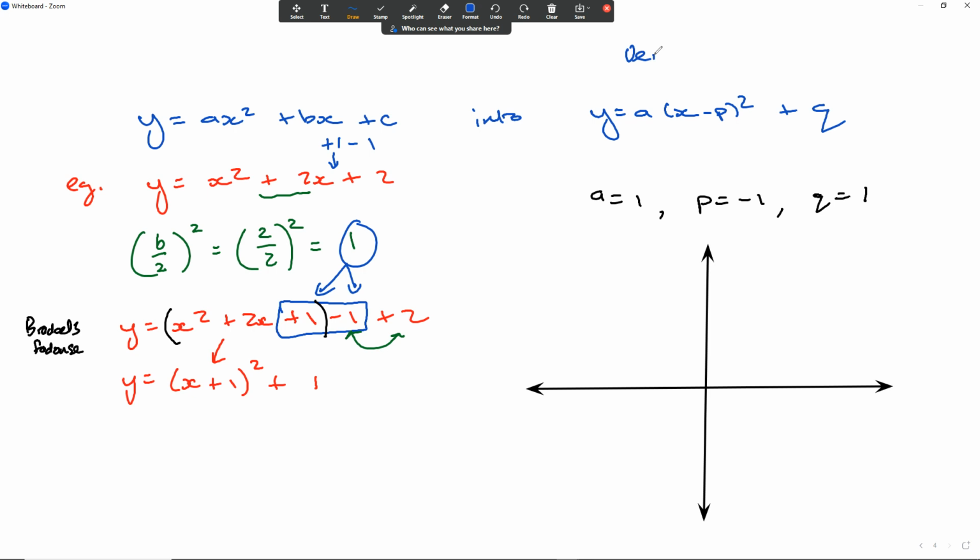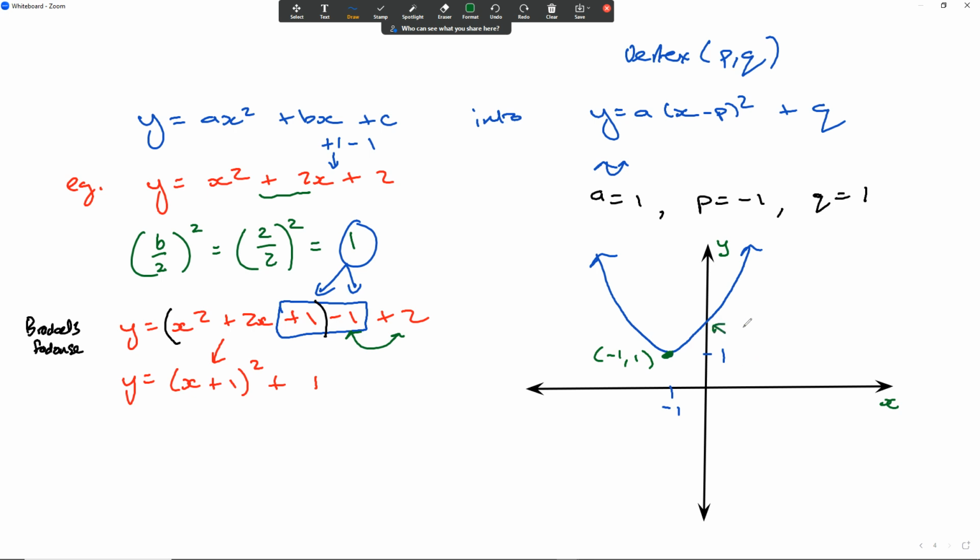The vertex is given by (p, q), and p is negative 1 and q is 1, so that's going to be my vertex. The a value is a smiley face, so it turns at that point and then goes back up like that. So you got y over there and you got x, and this is going to be negative 1 and 1. That's my turning point.